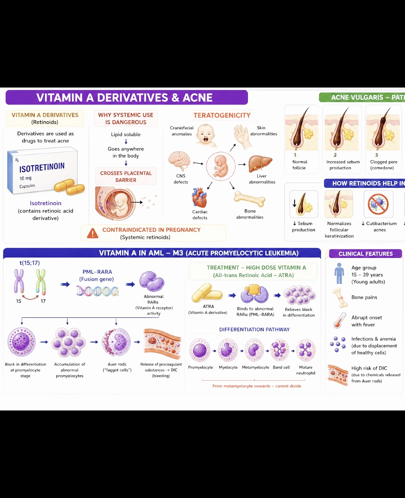AML-M3 is generally present in young adults, someone between 15 to 39 years of age. It presents with the classic bone pains and aplastic condition from displacing the healthy cells. So it presents with infection, with an abrupt onset of fever. The big worry is that it has so many Auer rods, which are little lysosomes of the promyelocyte, that it can release chemicals that trigger damage to the vessel and multiple coagulation to form what we call DIC, disseminated intravascular coagulation. I hope you all understood vitamin A.